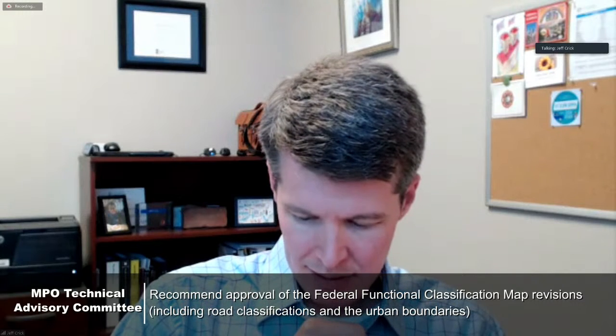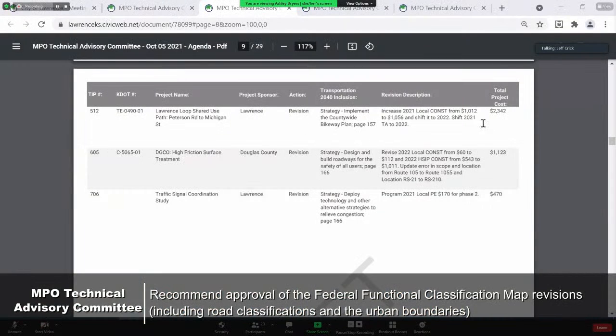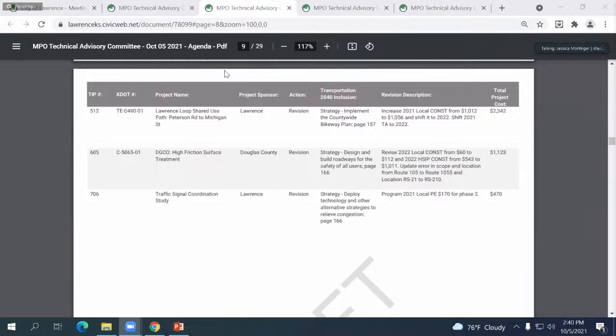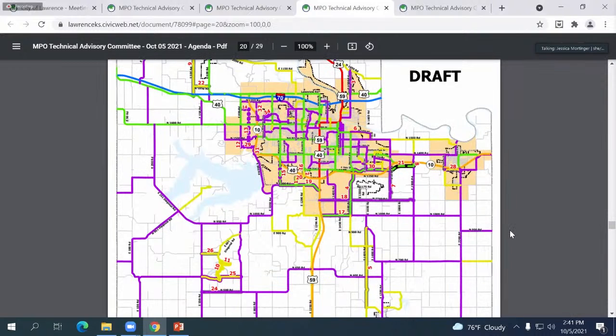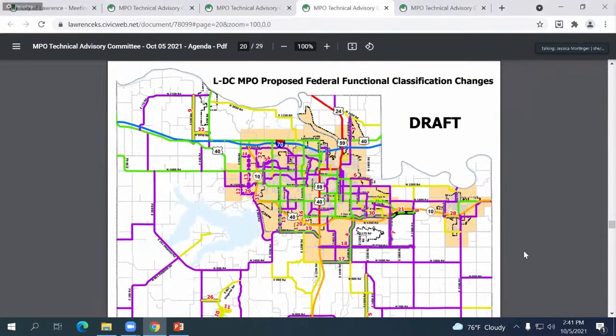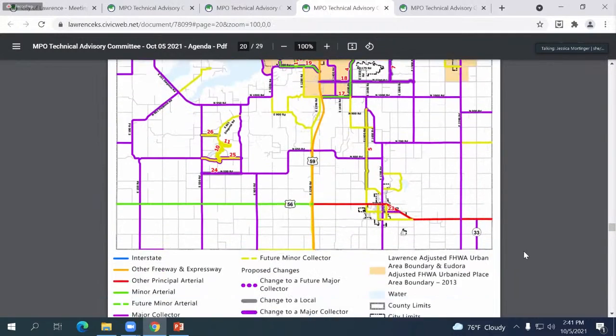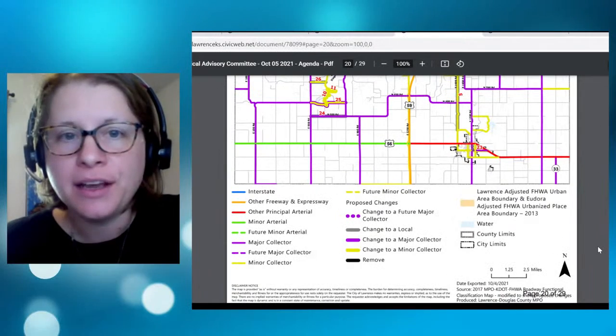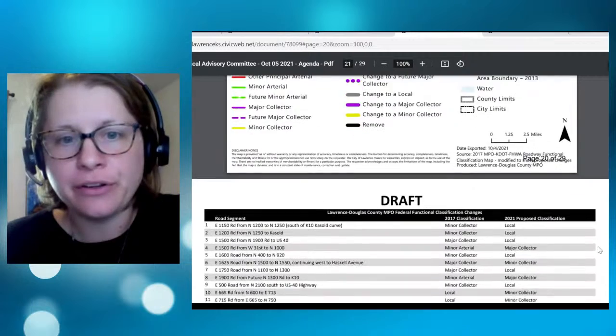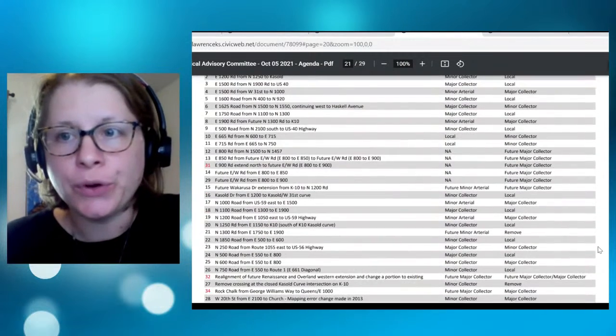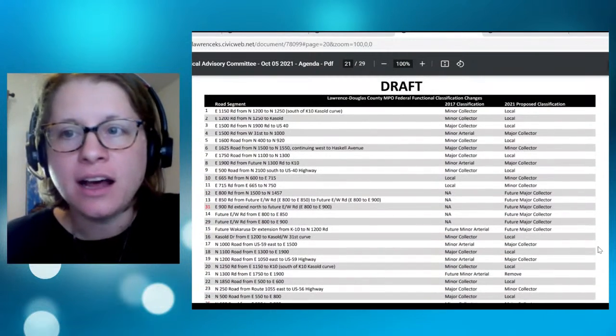Thank you, Jessica. That moves us on to item 2, which is the federal functional classification map revision. And I believe Jessica has this item for us today. Yes, Ashley, you shared your screen. Thank you. We're presenting to you a follow-up from the conversation that we had last month in preparation for the beginning of the long-range transportation plan development, the update to the federal functional classification, roadway classifications.